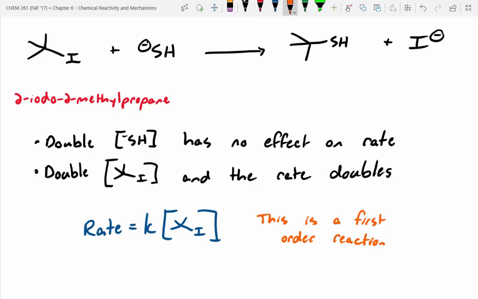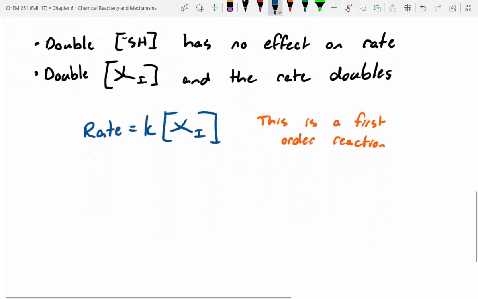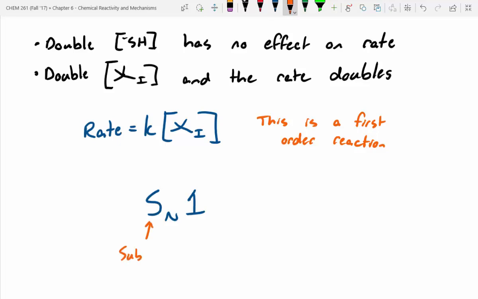In fact, this is a reaction that we're going to cover in, I believe, the next chapter. This is a substitution reaction, so you see how we substituted iodine for something else? And what this is called is a first order substitution reaction. Makes sense? So people call this SN1. The S means substitution. The N means it's a nucleophile doing the substitution, and we'll talk about what a nucleophile is later. And then 1 means first order reaction.